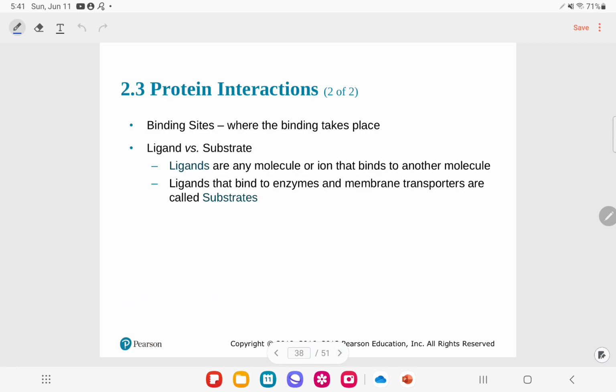Okay? And so proteins interact via binding sites, and it's at the binding sites where the binding actually takes place. A ligand is any molecule or ion that binds to another molecule. But a molecule that binds to an enzyme, or to membrane transporters, is going to be called a substrate. So, substrate binding to an enzyme, okay?